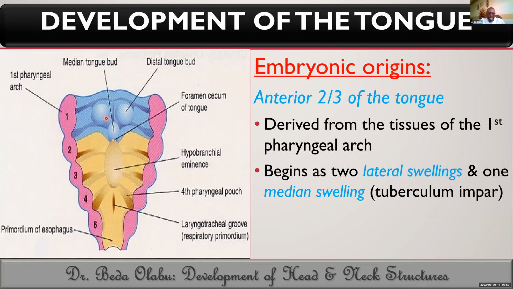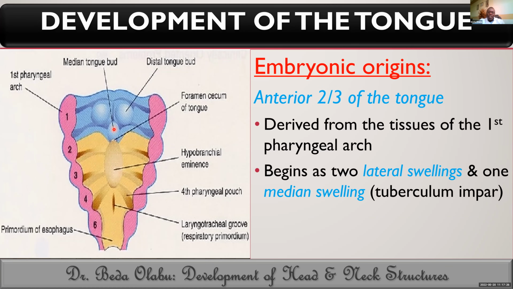They are paired lateral swellings. We call them the lateral lingual swellings. So we have that one and that one. These are the lateral lingual swellings. And you have one which is in the middle. We call it the median lingual swelling. You can call them bud or swelling. So lingual bud or tongue swelling.